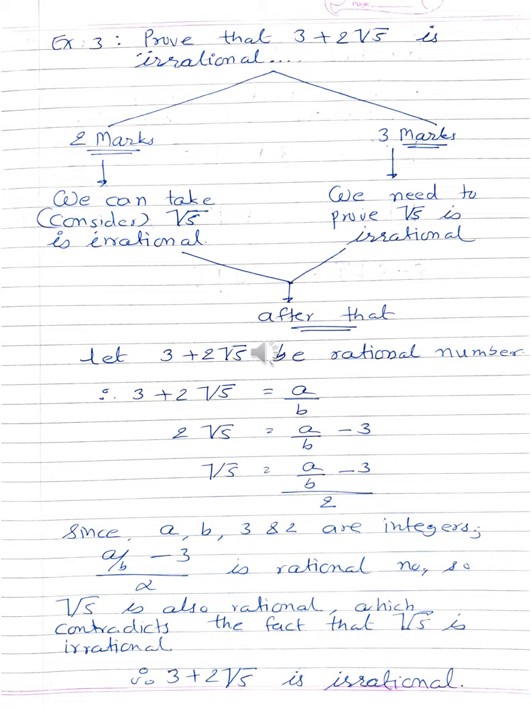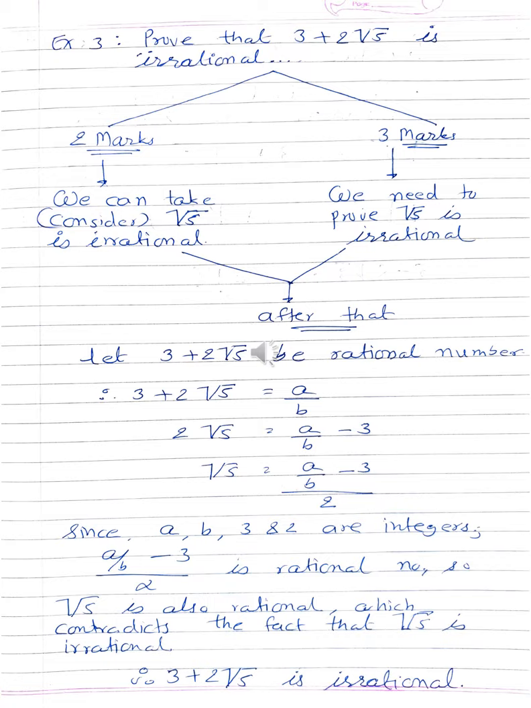As you know, 3 plus 2 root 5, let that be a rational number. 3 plus 2 root 5, I can write as a upon b. It means using transposition, I can write 2 root 5 equals a upon b minus 3. Root 5 is equal to (a upon b minus 3) whole upon 2. a, b, 3 and 2 are all integers. It means (a upon b minus 3) whole upon 2 is a rational number.